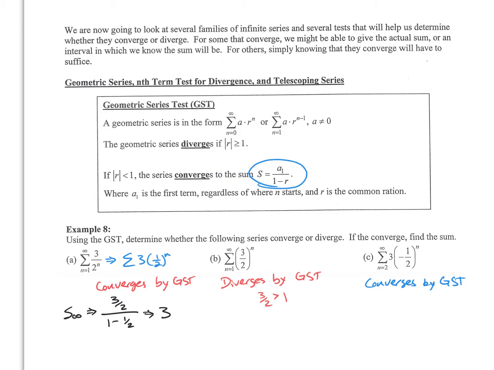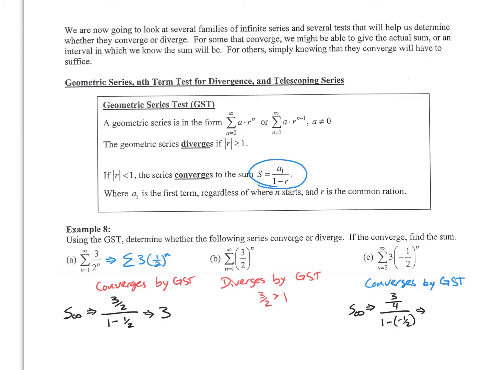So how do we do this? We need to find my a sub 1, so my s to infinity. What do I substitute in now? I substitute in 2. So if I substitute in 2, negative 1/2 raised to the power of 2 is what? 1/4. 1/4 times 3 is 3/4. So now I have 3/4 over 1 minus, what is my r in this case? Negative 1/2.